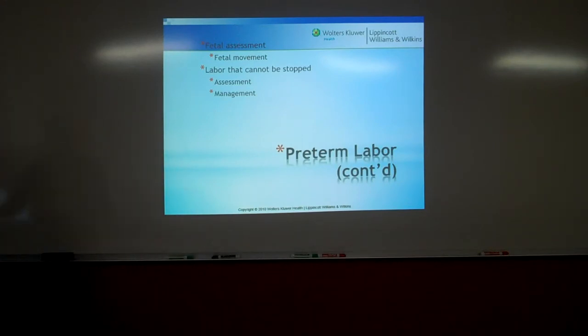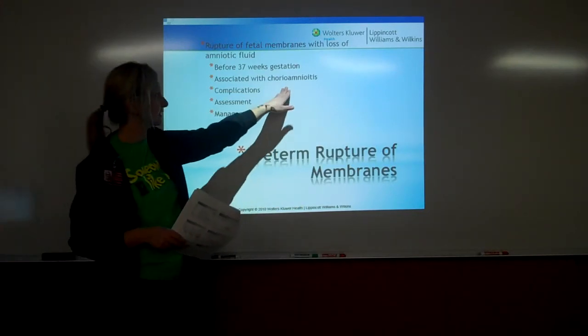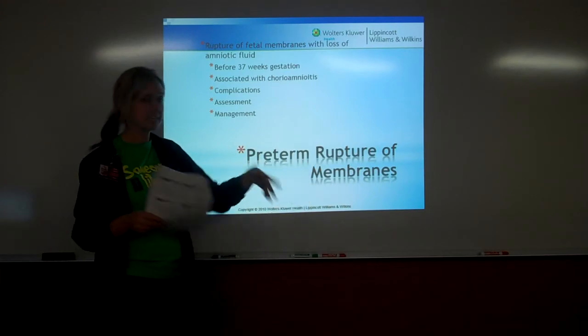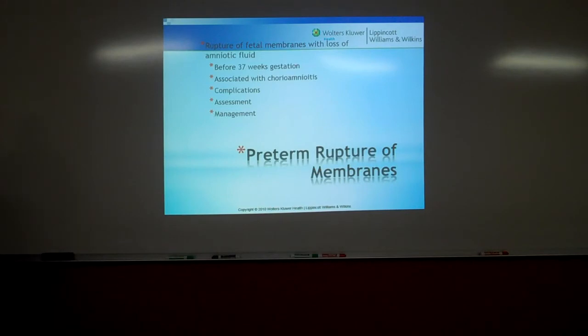Preterm rupture of membranes is rupture before 37 weeks. This is associated with chorio, meaning infection of the amniotic fluid, because the amniotic fluid serves as a protective barrier around that baby.